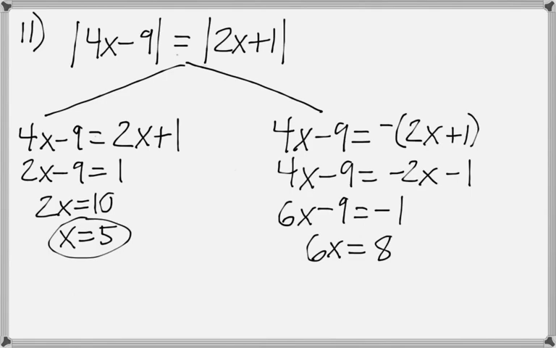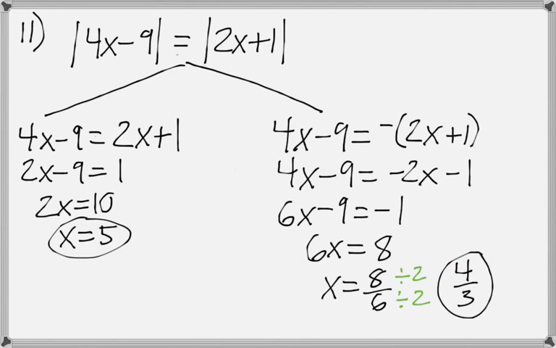Then divide both sides by 6. X is equal to 8 over 6. And I need to reduce. So your calculator can actually reduce, or if you just take both the top and the bottom and divide it by 2, then this is going to be equal to 4/3.